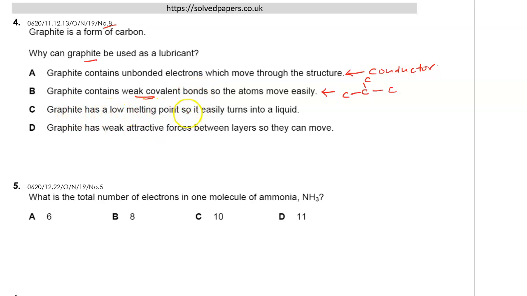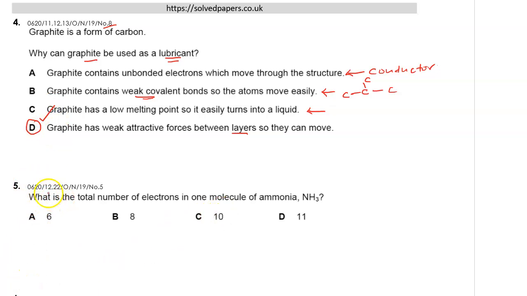Graphite has a low melting point, so it easily turns into a liquid. Even though that is true, that is not what makes it a lubricant, right? Graphite has weak attractive forces between layers, so they can move. That is correct. Weak attractive forces between layers, so the layers can slide over each other, and that is the property of lubrication found in graphite. So the right answer here is D.